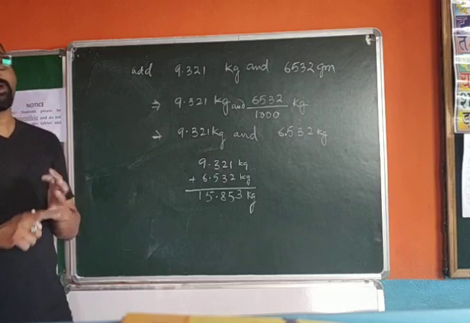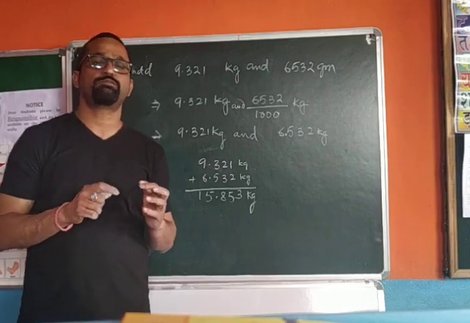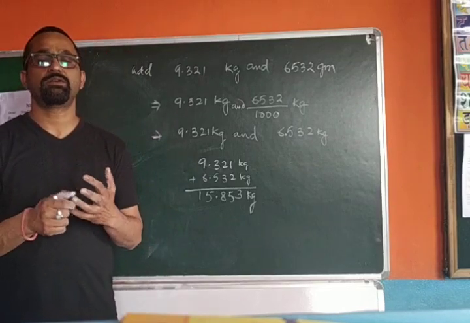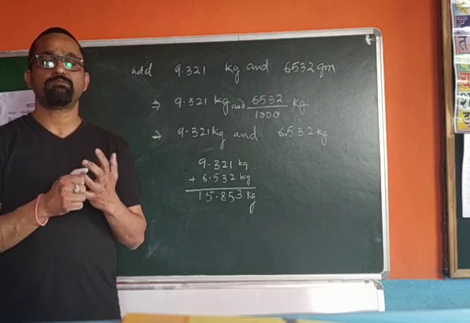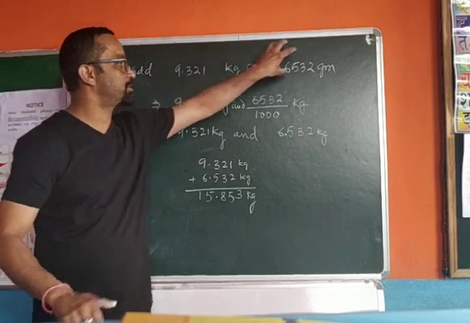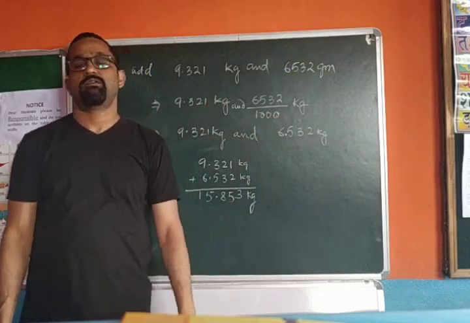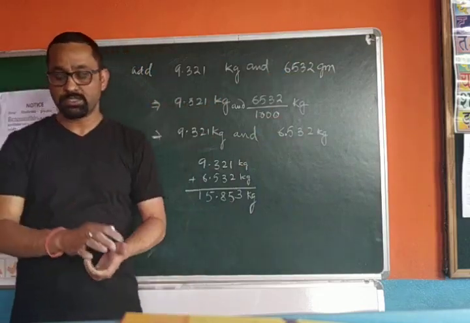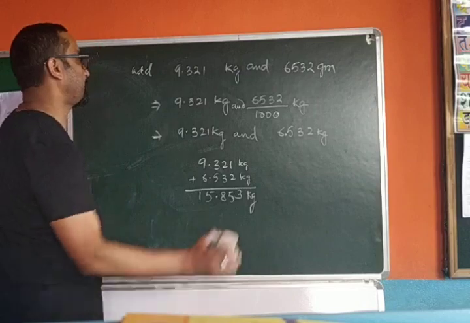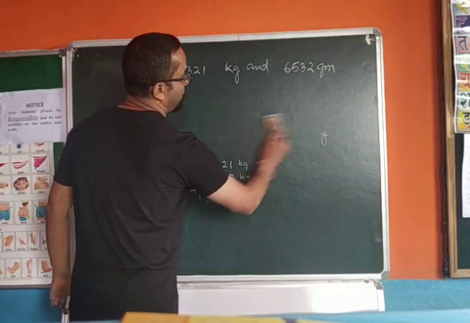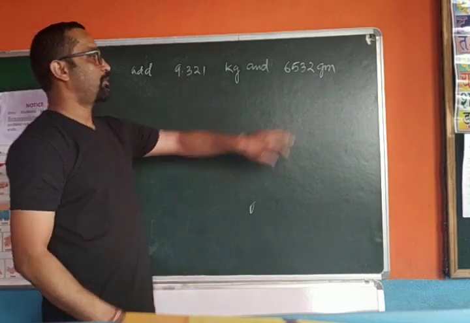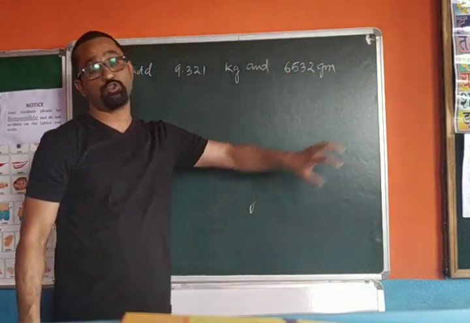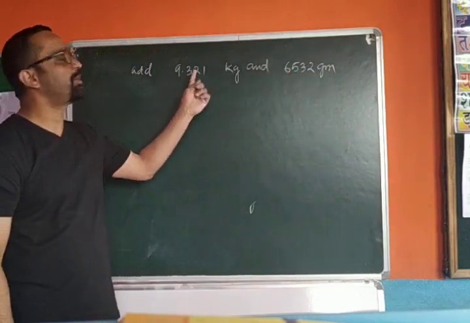So please do remember one thing: for addition of meter, centimeter, rupee, paise, kg, grams, the unit must be similar. You can do something like this. There is another way to do this addition. We have been changing small into big. We can change big into small.